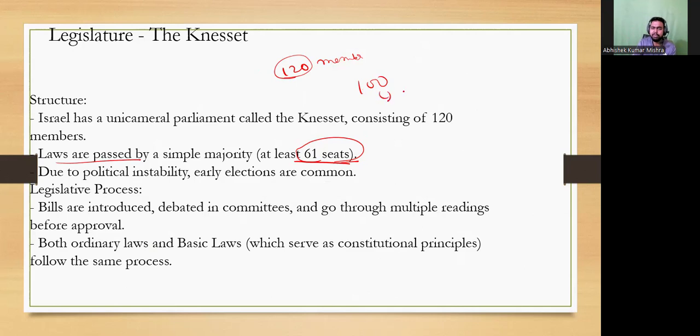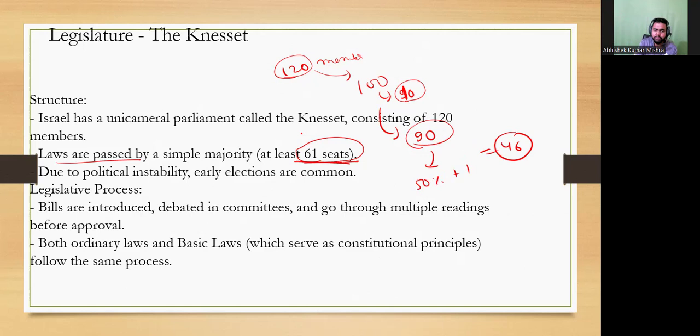Out of these, 10 people decided that they are going to stay neutral, so only 90 people are voting. If 100 people are present in the Knesset, 10 people decide to abstain, and 90 people are voting, you will calculate 50% plus 1 of this number, that is 90. That is going to be 46. So if 46 people say yes, then that law would be passed.